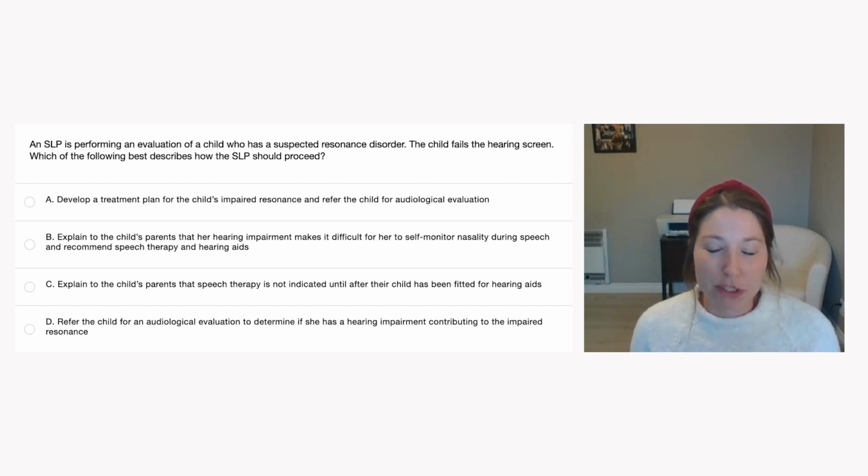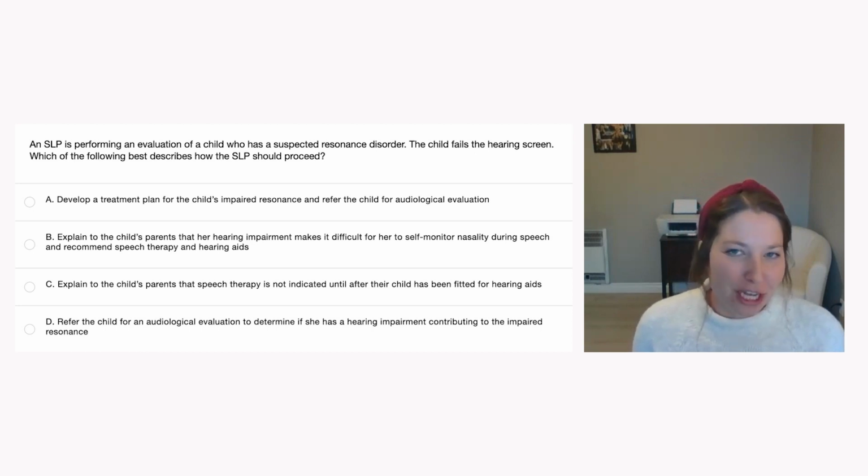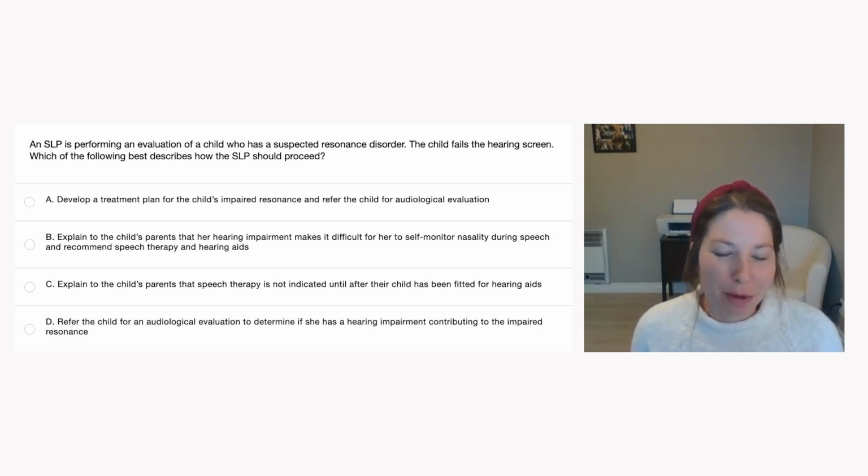Answer B, explain to the child's parents that her hearing impairment makes it difficult for her to self-monitor. That is maybe true. That's not incorrect information to give a parent, potentially, although you don't know if she has a hearing impairment. We don't really want to tell parents your child has a hearing impairment if we don't really know. So I would say generally that's good information, but we wouldn't want to tell a parent that when we're not sure if the child has a hearing impairment.